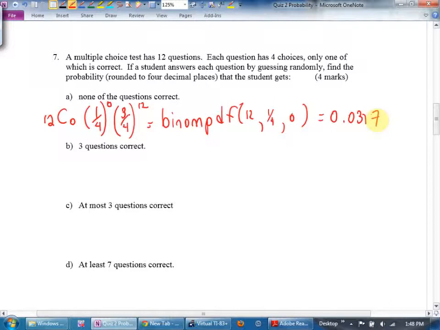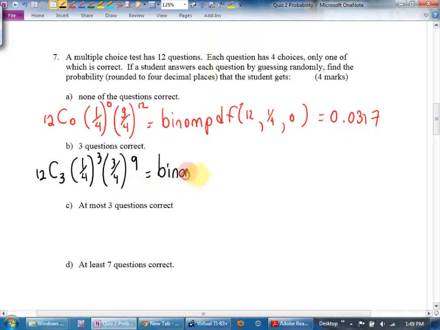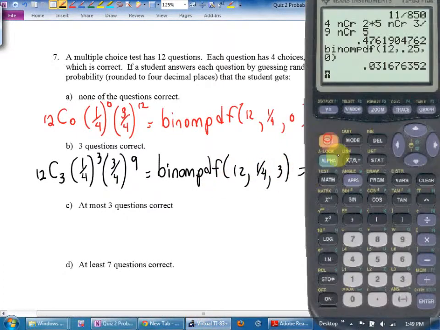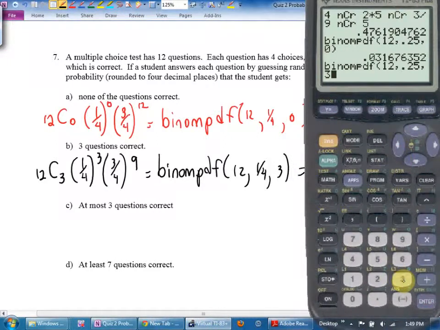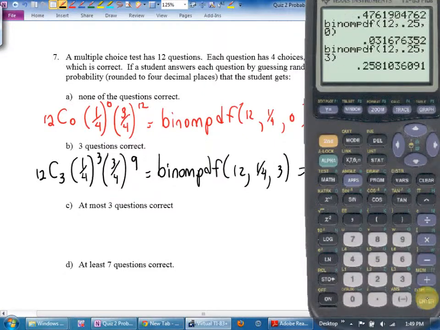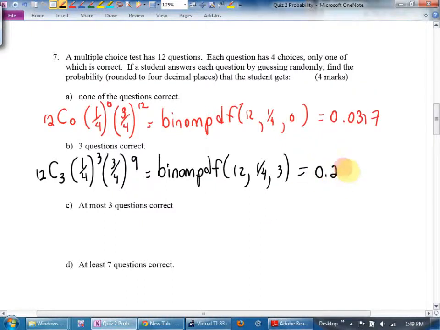Three questions correct. So 12 questions, choose three. And remember, Jordan, this is the formula that's on your formula sheet for this particular topic. It's n choose x, p to the x, q to the n minus x, or something like that. That's there. But you've got it built in. 12 choose 3, 1 quarter, 3 right, 3 quarters, 9 wrong. Or binomial PDF, 12 comma 1 quarter comma 3, second function enter. Hey, change the 0 to a 3. I think this will be reasonable odds. Yeah, 0.2581. Point 26, sure. About a 26% chance of getting 25%.